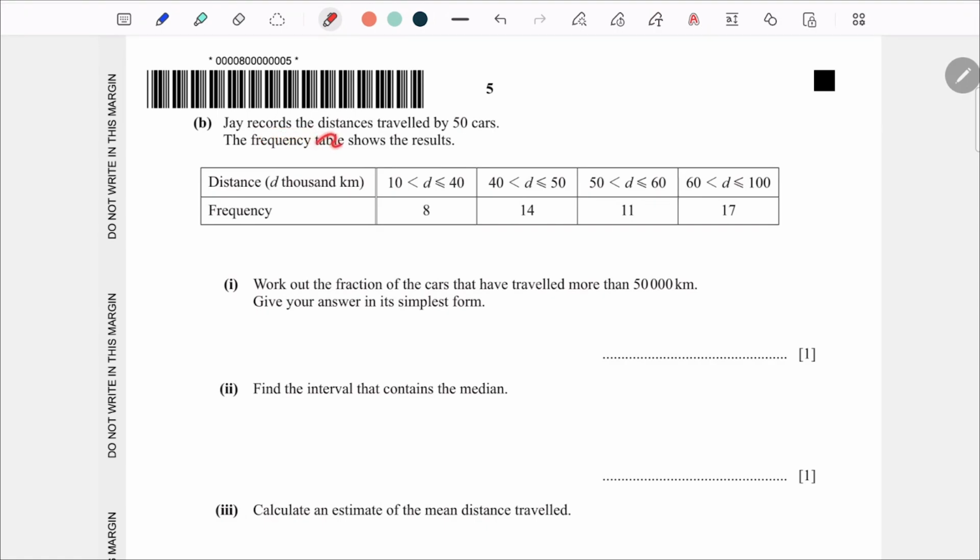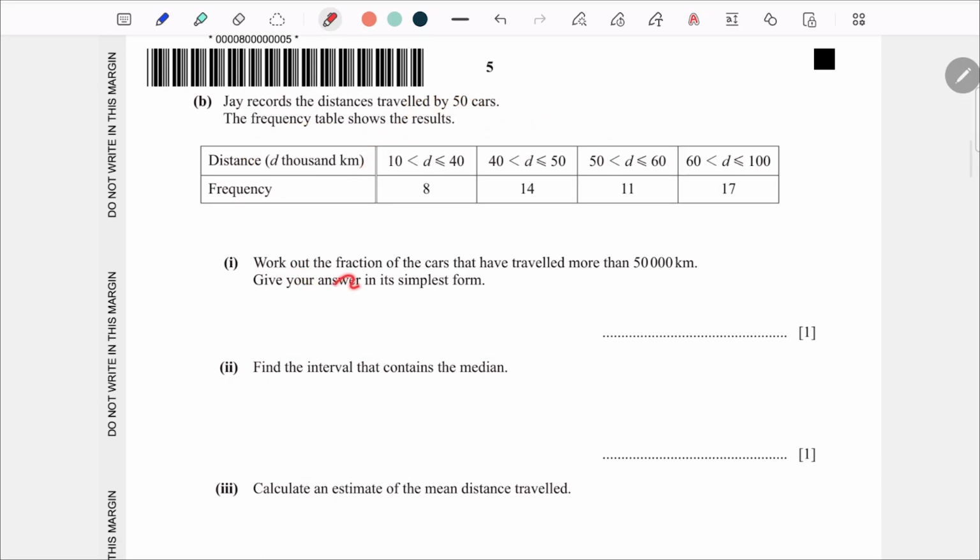In part B, Jay records the distance traveled by 50 cars. This is the total. The frequency table shows the results. So basically in the table, distance is d in 1000 kilometers. That means this 10 means 10,000 kilometers, 40 means 40,000 kilometers, and so on.